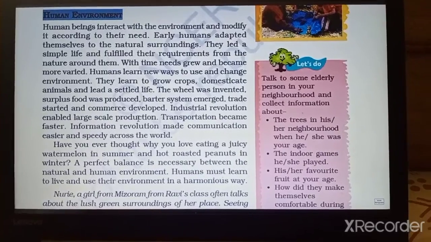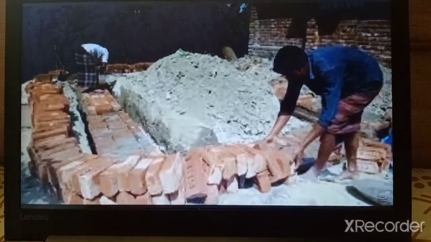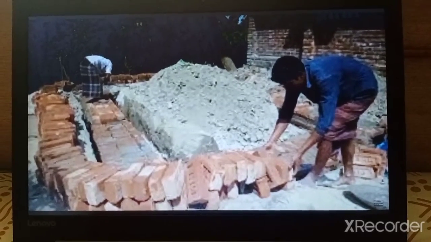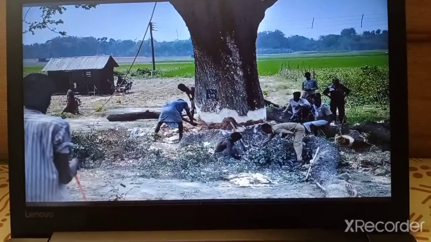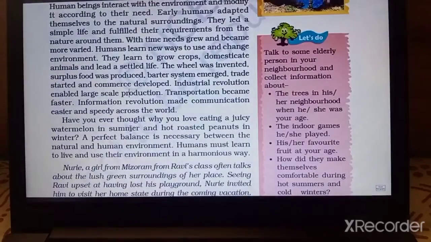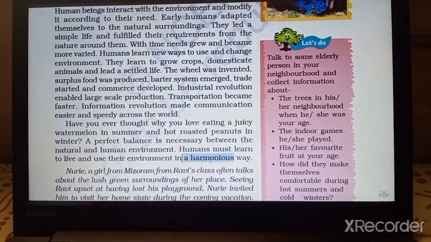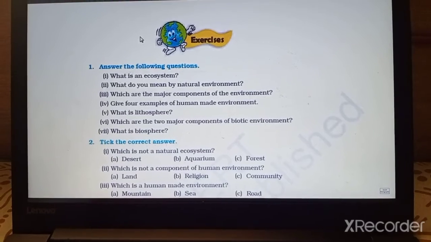For example, we need a place to stay, so we make buildings. To make buildings, we need raw material. For raw material, we go to nature. We excavate rocks. We cut down trees for wood. We dig down to get water. And that's how we create an environment that helps us in leading a good life. With this, we have come to an end of the first chapter.